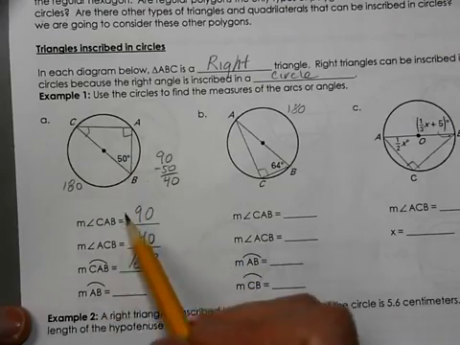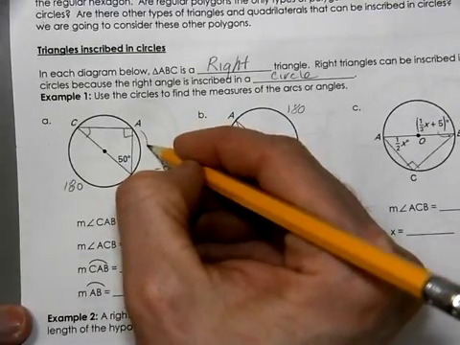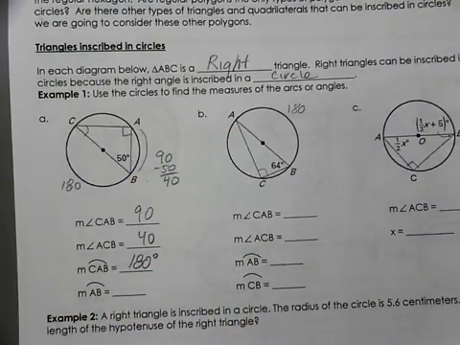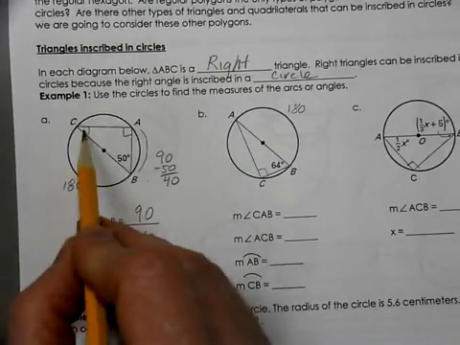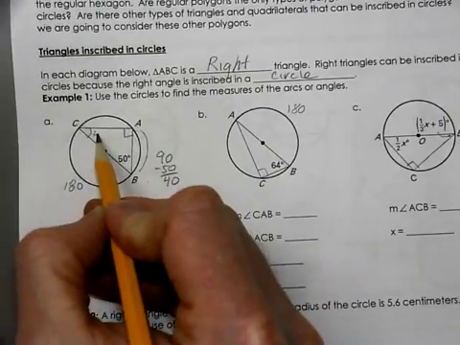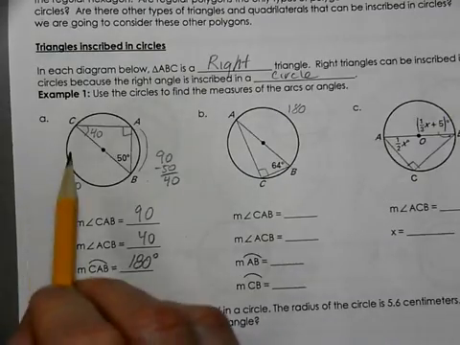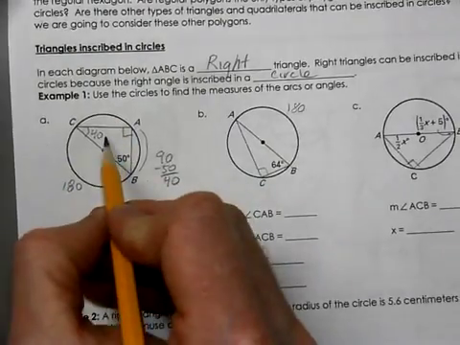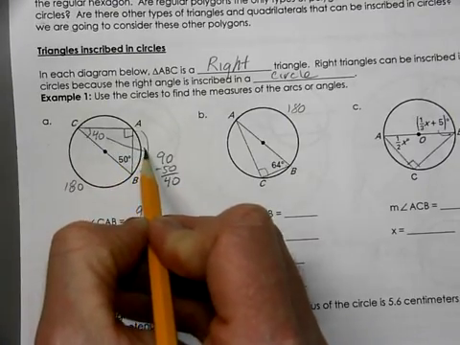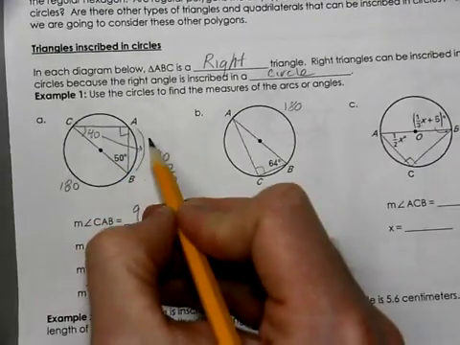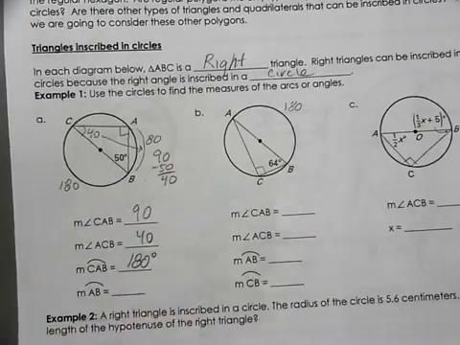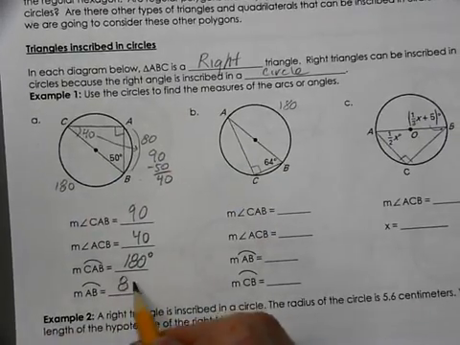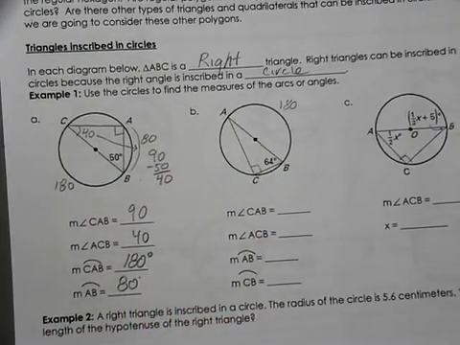Well, let's look up here. Arc AB is right here. We know that the angle that opens up to touch it is 40. It's called an inscribed angle. The angle equals half of the arc. So that opposite arc is going to be twice as much as the inscribed angle. So it's going to be 80 degrees.